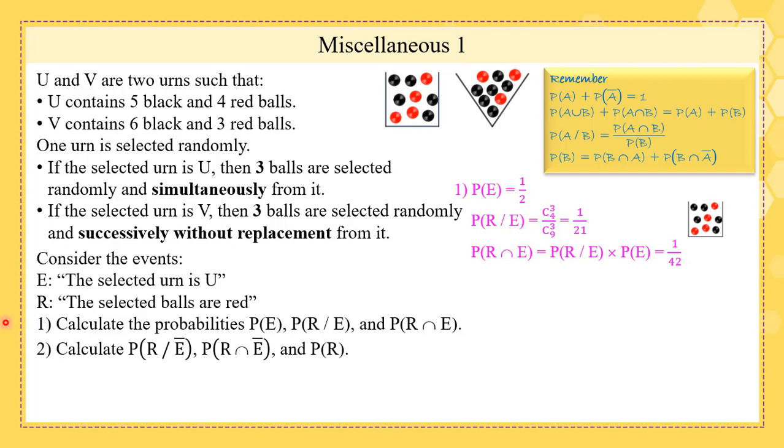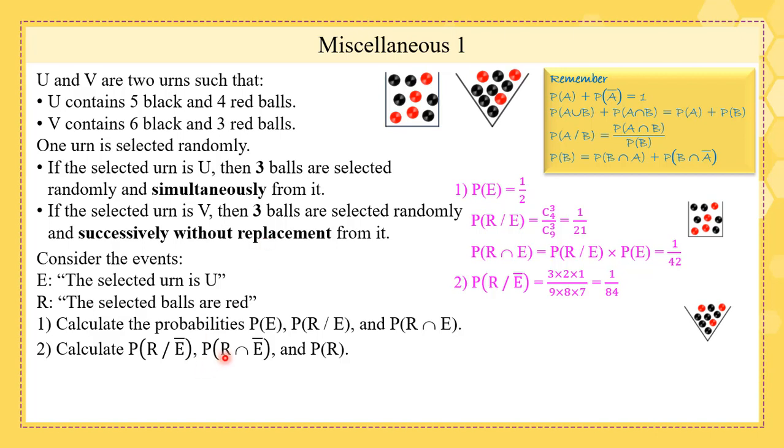Now let's continue. We're going to repeat the same procedure. We need to calculate the probability of R given E bar. This is also a conditional probability. E bar means the selected urn is not U, consequently it's V. So now we are working in urn V. Now, how do we select from urn V? According to the story, if the selected urn is V, we need to select three balls successively without replacement, and we need them all to be red. So it will be (3×2×1) over (9×8×7), which is 1/84. Now 3 times 2 times 1, because we have 3 red, then 2 red, then 1 red. This is a successive without replacement selection.